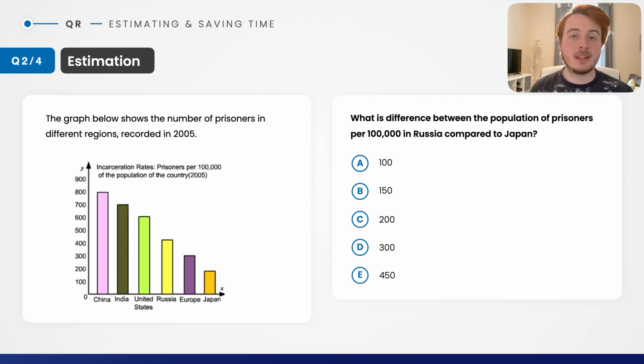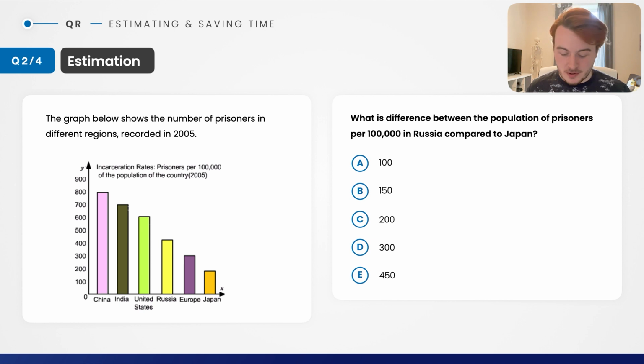If you're given a graph that we cannot get a precise number from, then we can almost be assured that we're going to have to estimate this one. So this is absolutely one that we can estimate, and you can hopefully see that the answer options are spread out as well. So we're going to be able to do some estimation here. We're looking for the difference of Russia to Japan. So what I'm going to do is just think about where those bars line up. I'm going to be very inaccurate with it and very estimating.